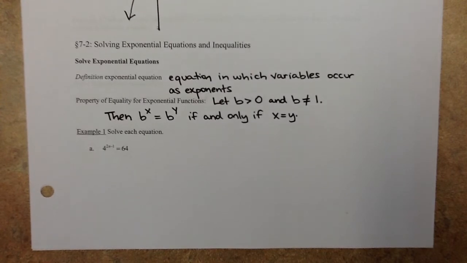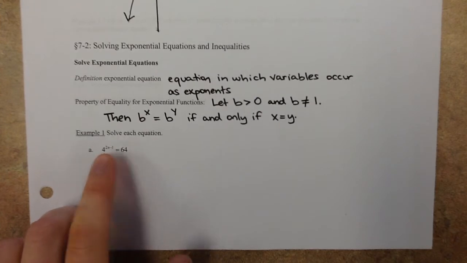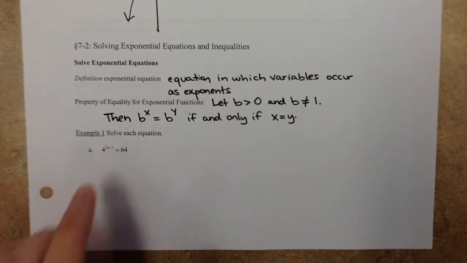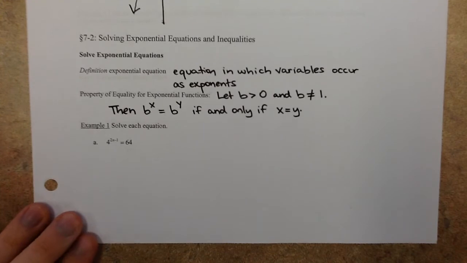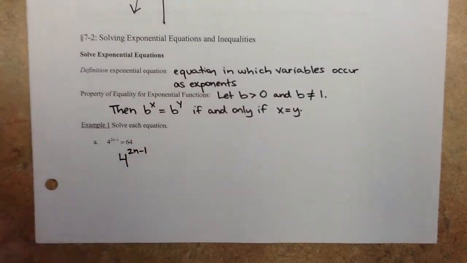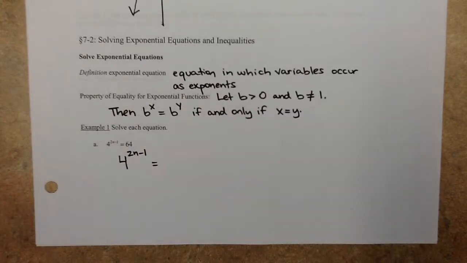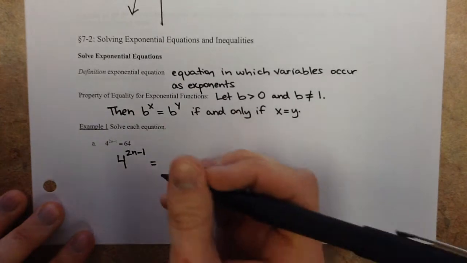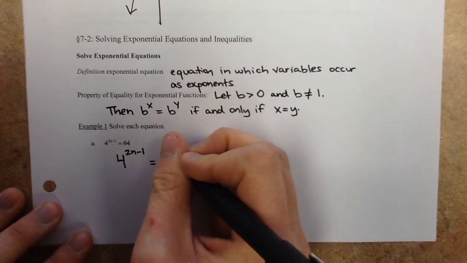So if you're looking at something like example A, sure, it doesn't look like it fits this property of equality, but our main way to solve these is by rewriting one of the sides as a power of this variable over here. All right, so 4 is going to be our base, and then we write 2n minus 1, that's what our power is. Now 64, and this is super, super important that we start to memorize some of these powers that I've talked about in the last chapter. If you don't know that 64 is a power of 4, you're not going to be able to solve this equation. So 64 is actually 4 to the third power.